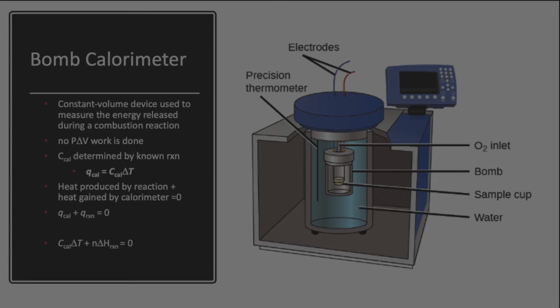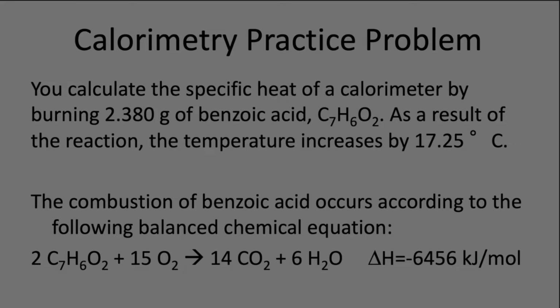So C cal delta T plus N delta H equals 0. In this instance, this is my heat of the calorimeter, that's my C cal delta T. And then my heat from the reaction is my N delta H. When I add them together, I get 0. Let's do a practice problem here.